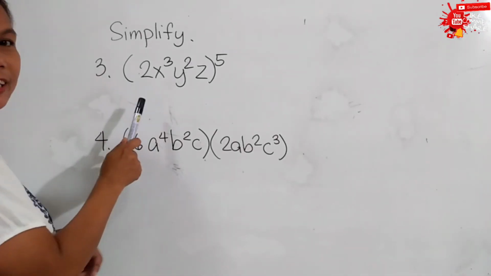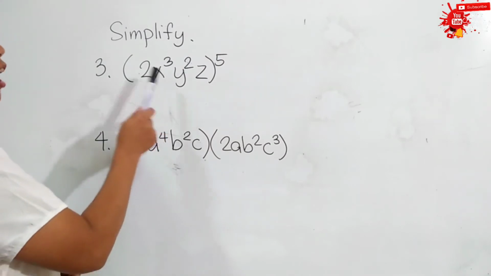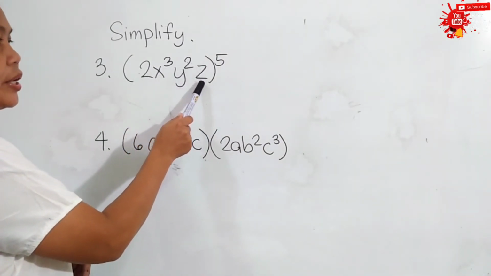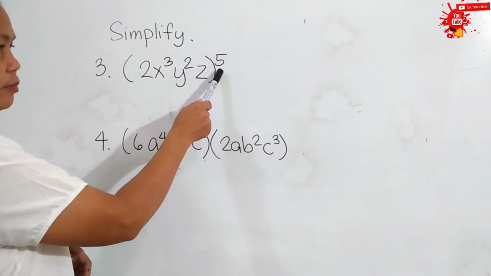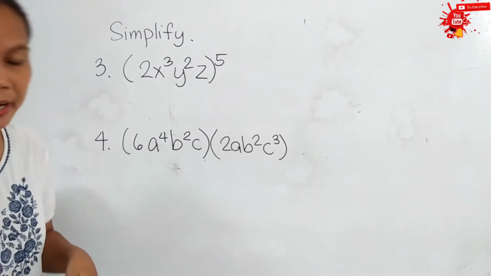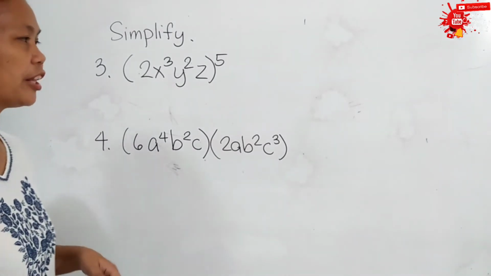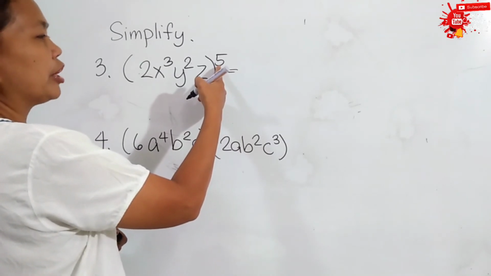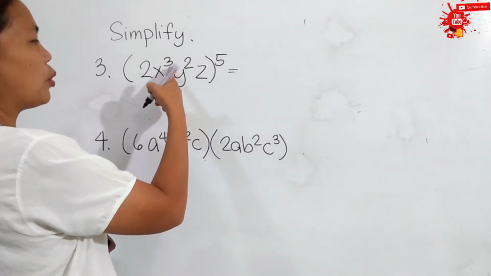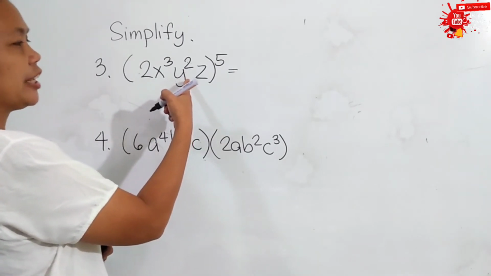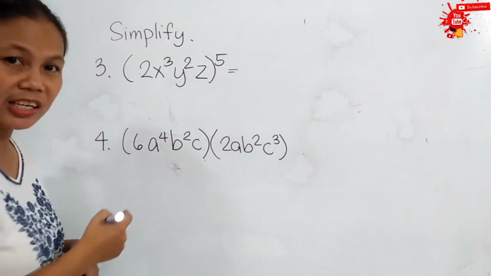Now let us discuss example number 3. We have here the quantity of 2x cubed y squared z, raised to 5. Again, this is a combination of power of a power and the power of a product rule. So let us distribute, simply multiplying 5 to each of the exponents of the constant and the variables of the literal coefficient inside the parentheses.